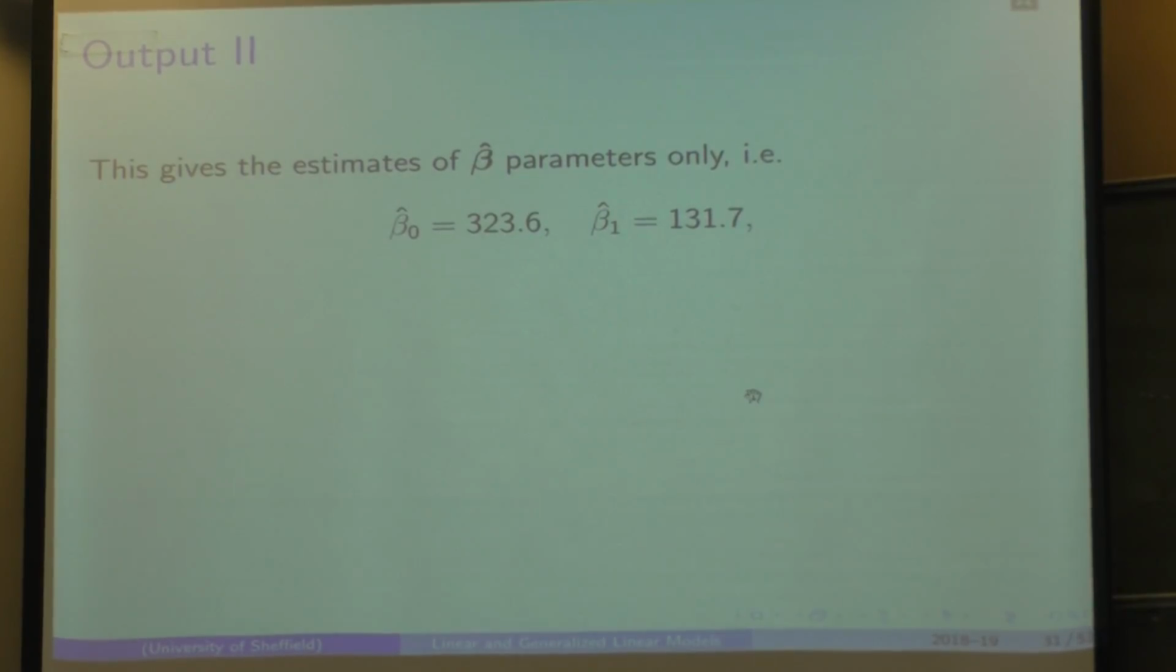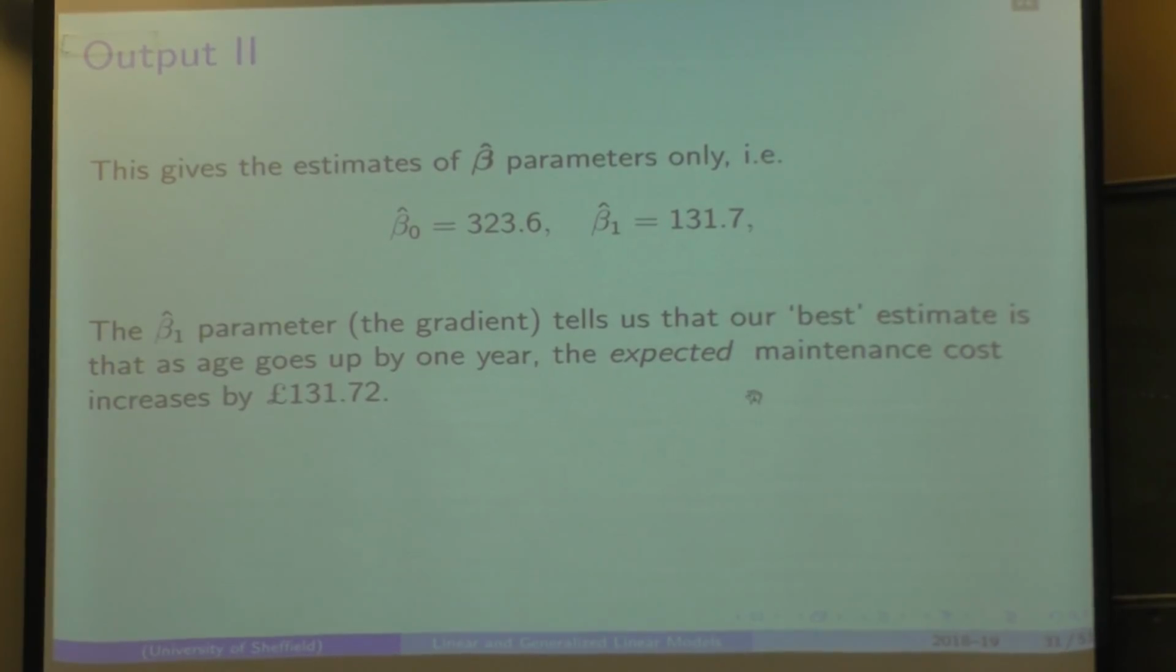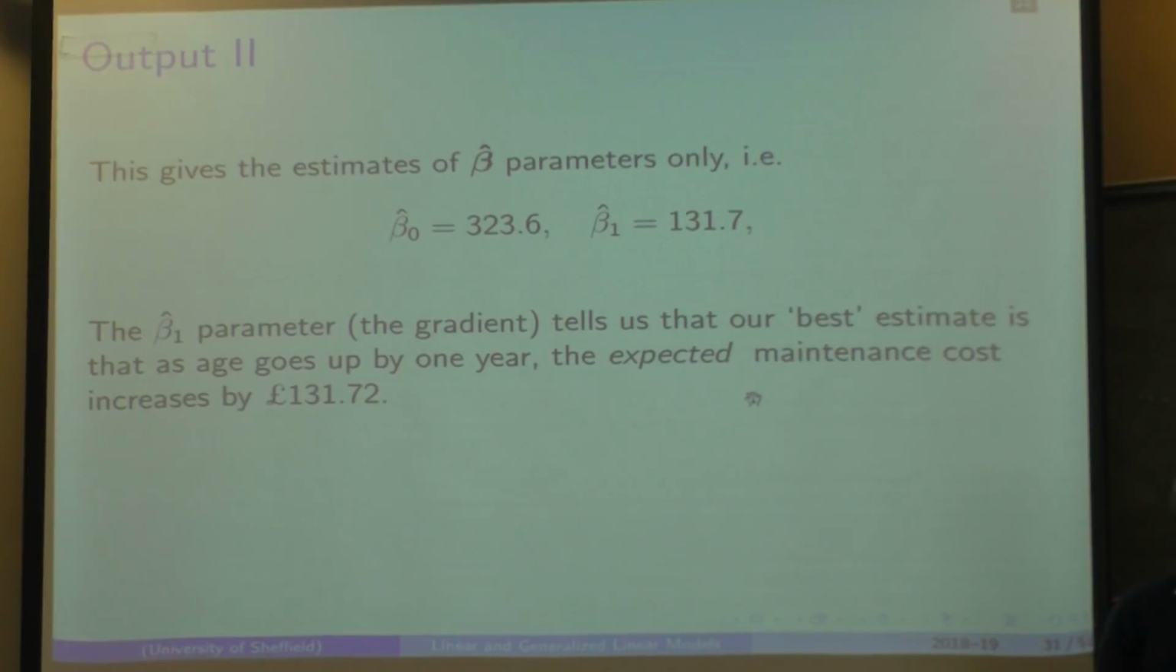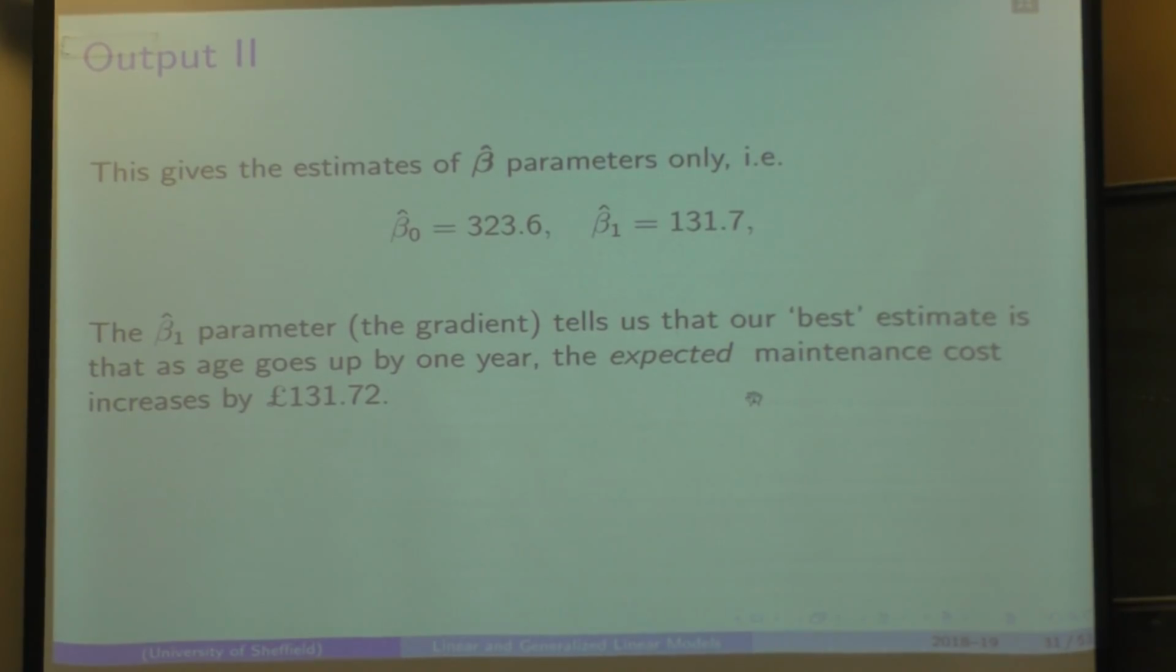Okay, so as I said, this gives the estimates of the beta hat parameters, and it hasn't told us anything else. But this is probably the first bit of information we're looking for when we fit a model like that: what are the actual estimates of parameters that we get from the model. So interpretation here: beta 1 hat, the second one, gives the estimate of the gradient of the fitted line. So that tells us how much we expect the maintenance costs to increase for each extra year of age. Okay?